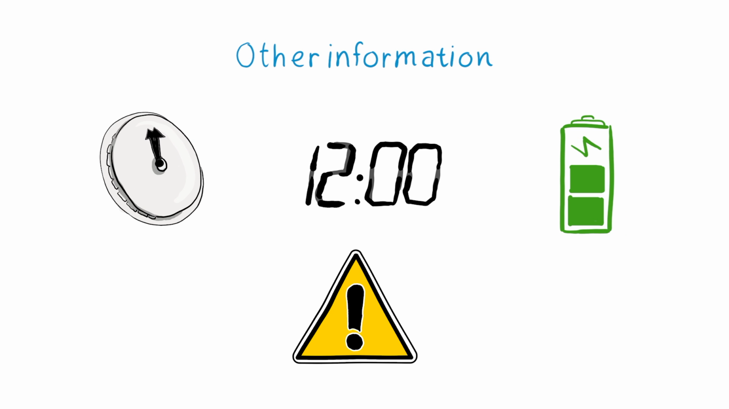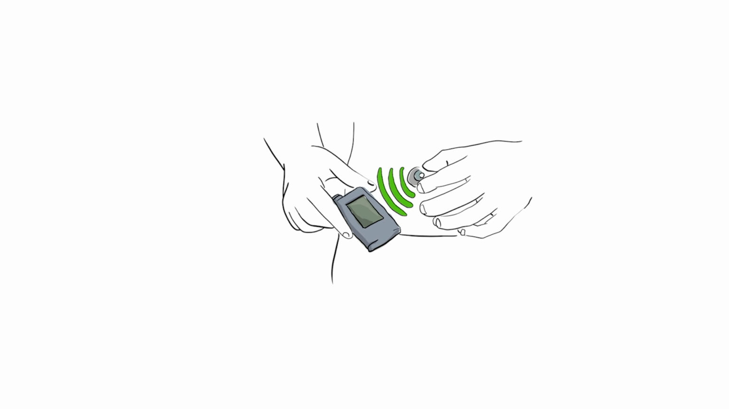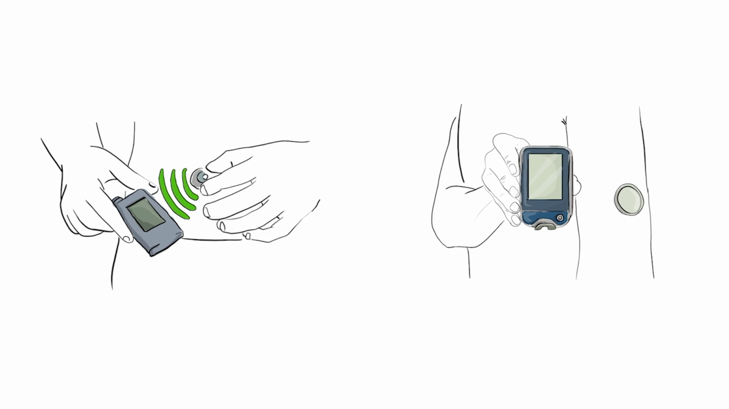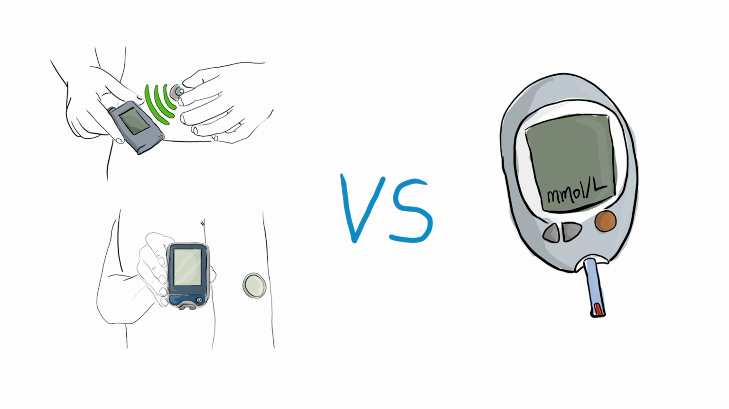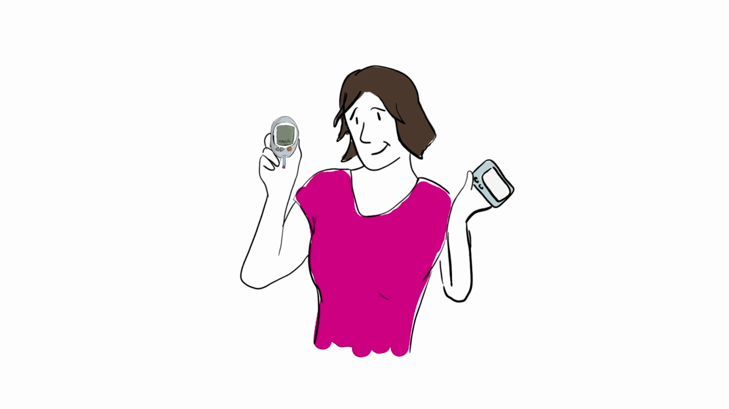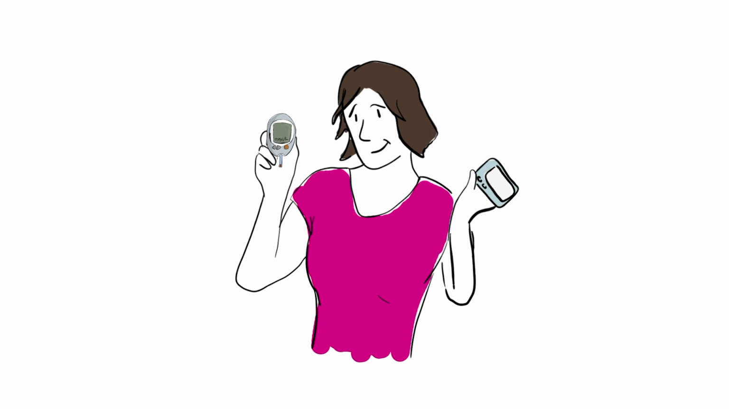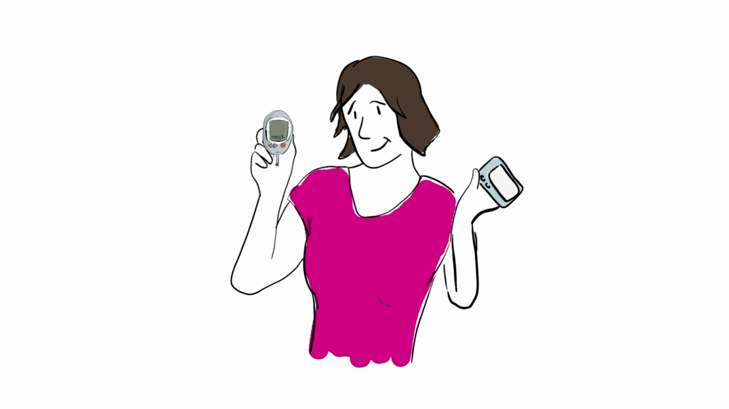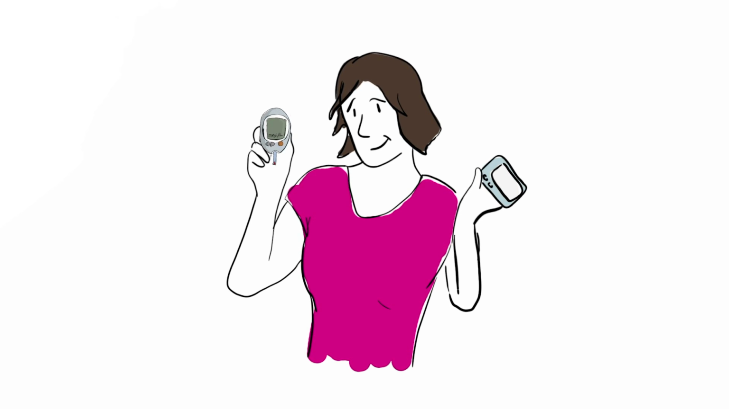One of the benefits of CGMs and flash glucose monitoring systems compared to the traditional capillary blood glucose meters is that they allow you to see the change in glucose levels in the last hours and to anticipate future variations. By knowing and understanding the information provided by these readers, one can act efficiently to improve their glycemic control and quality of life.